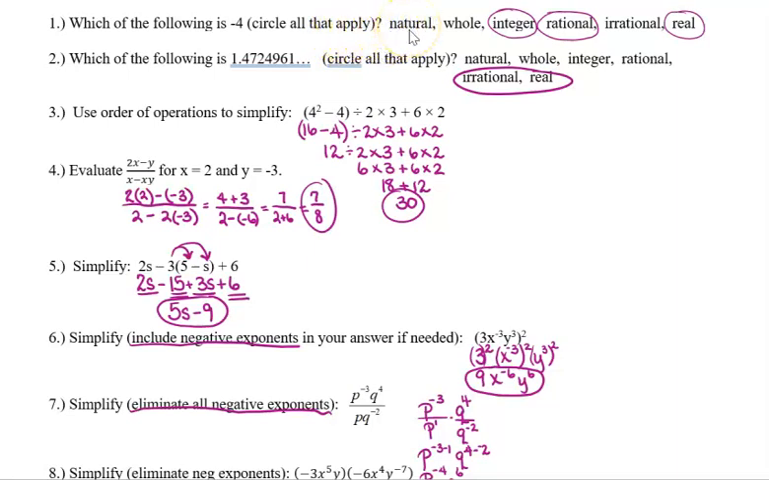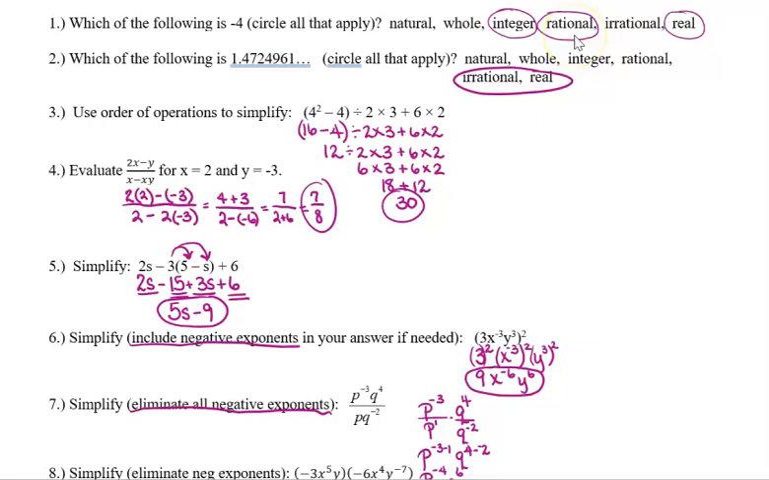So remember, natural numbers are like the ones you count with, 1, 2, 3, 4. Whole numbers add in 0, so 0, 1, 2, 3, 4. Integers are positive and negative whole numbers. So that's going to be like -4, -3, -2, -1, 0, 1, 2, 3, 4. So you can see -4 is definitely an integer.